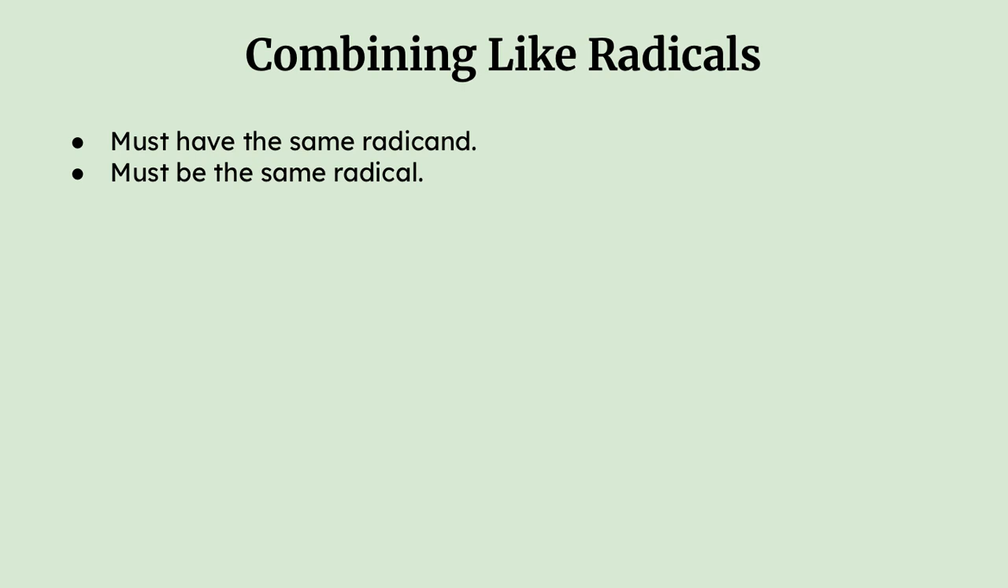So when we combine like radicals, they must have the same radicand and must be the same radical. So the radical is that check mark box thing with the index, the little tiny number up top. The radicand is the number inside the radical.